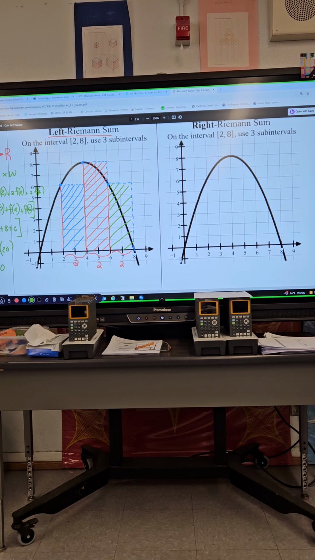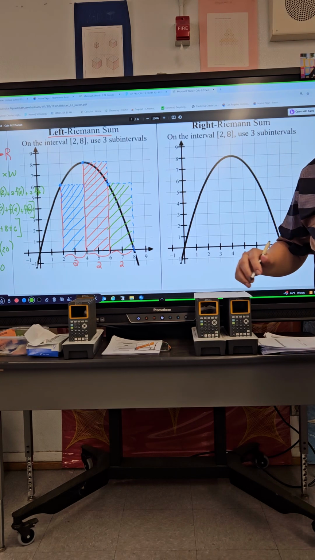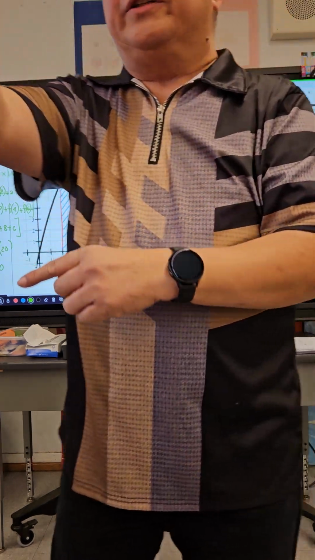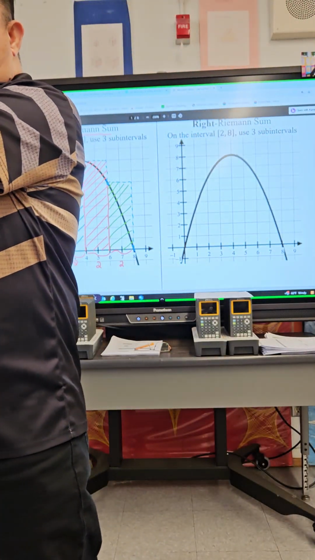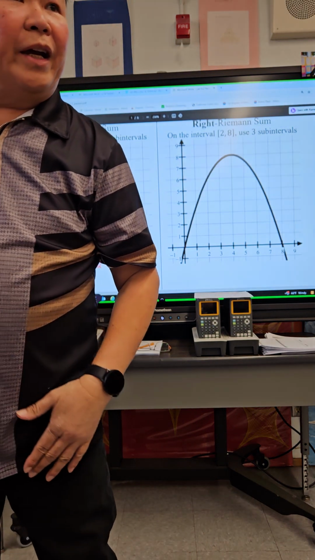So, left Riemann sum starts from left going to right. What about right Riemann sum, Mr. Roy? What do you think? It starts from the right and goes to the left.